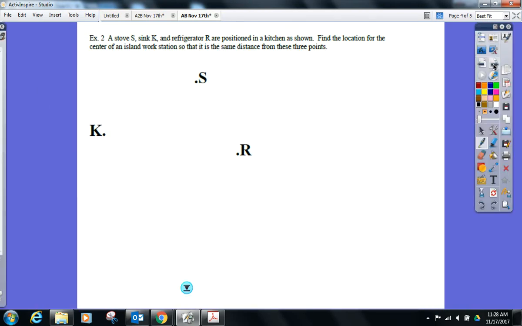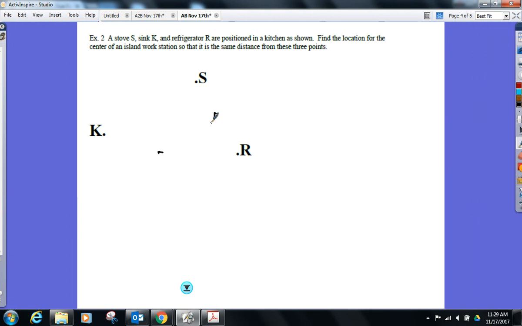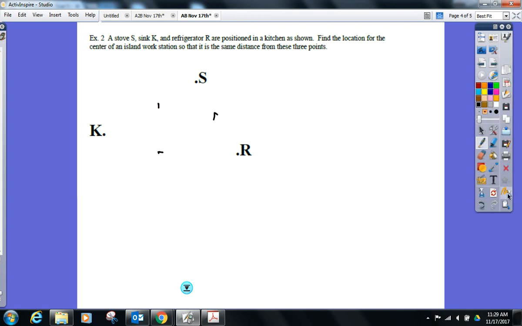Take a look at this one. See if we can find a solution to this one, because it's not on a graph anymore. I got a stove, S, a sink, K, a refrigerator, R. I want to put an island somewhere where it's the same distance from all 3 points. So somewhere up here, I got to put a point that's equidistant away from K, R, and S.